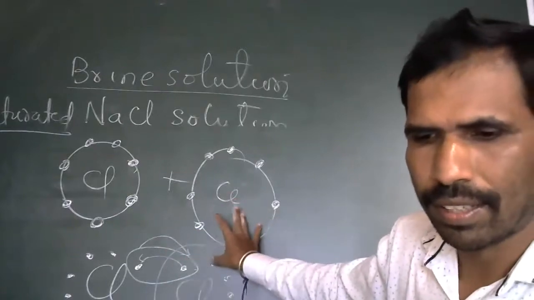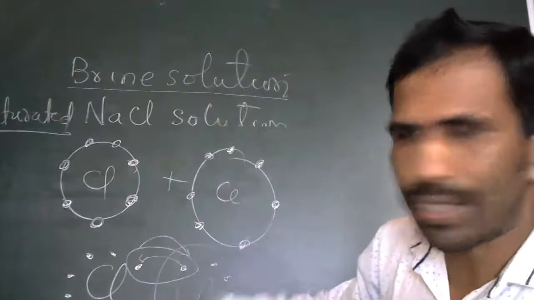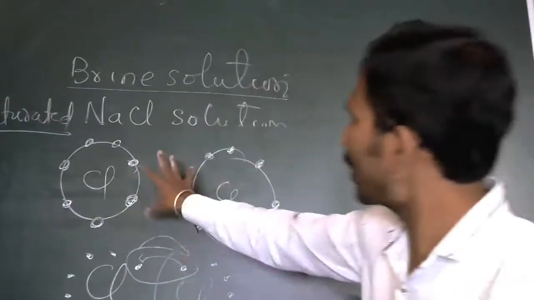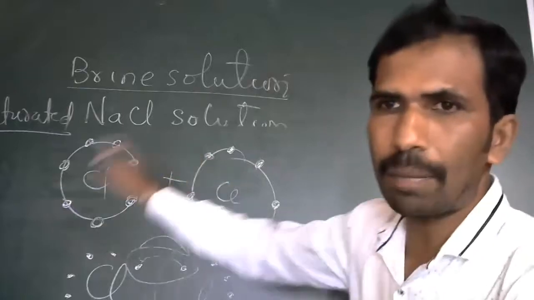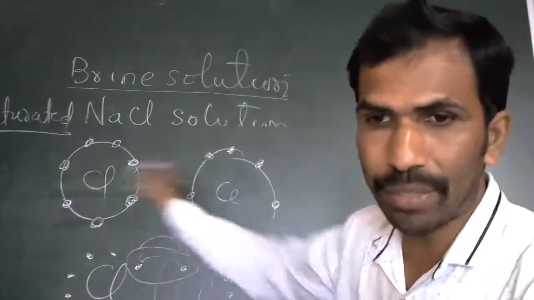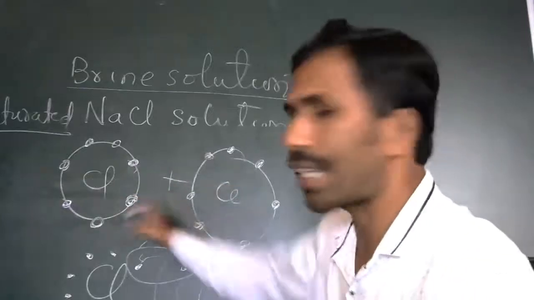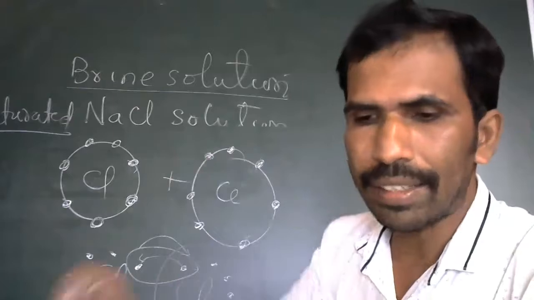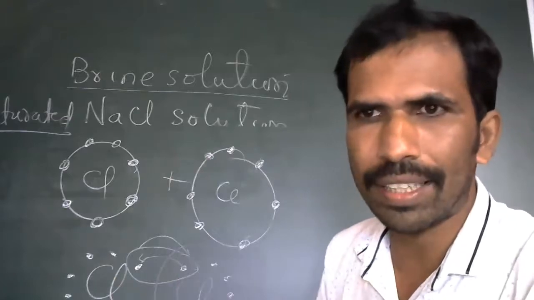It gets 2 electrons. Look, this is one chlorine, this is one chlorine. So here the electron is shared between these two chlorine atoms. So it becomes Cl2, and Cl2 is collected on the anode side.